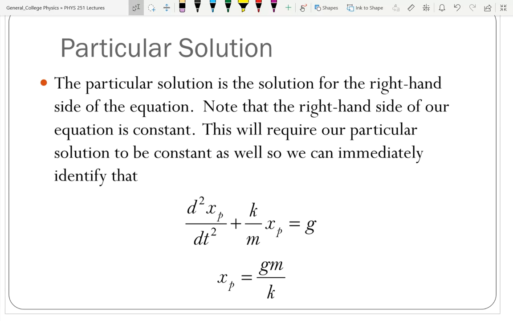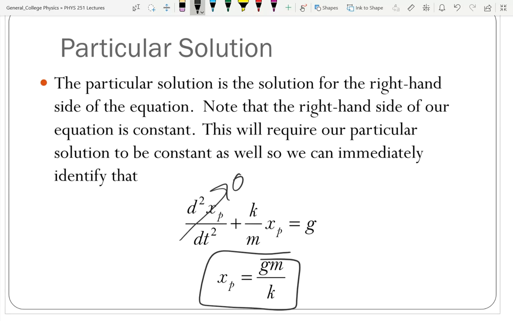So the particular solution here is particularly easy. You say, okay, for this to work out, I have to have a constant for x. So I just say, okay, if x is constant, then this is equal to 0, right? The derivative of a constant is 0. And I have x particular is gm over k. So that's my particular solution. For my total solution, it's going to be homogeneous solution plus particular solution.